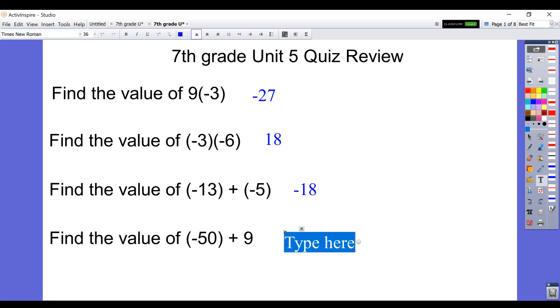Next one, if you have -50 plus 9, again, you could visualize 50 negative tiles and 9 positive, they'll make 9 zero pairs, or you could picture it as finding the difference between the two of these since they're opposites, and then carrying the sign of the value that's further from 0 on the number line, meaning negative. So these are opposites of each other, so you're going to create 9 zero pairs, and you're going to have 41 negatives left.